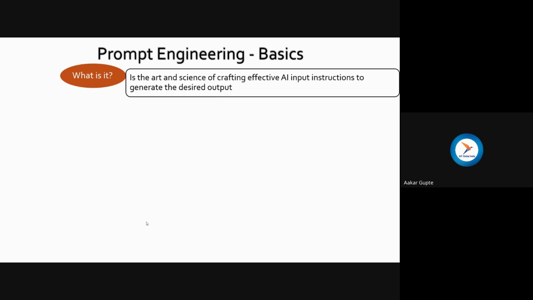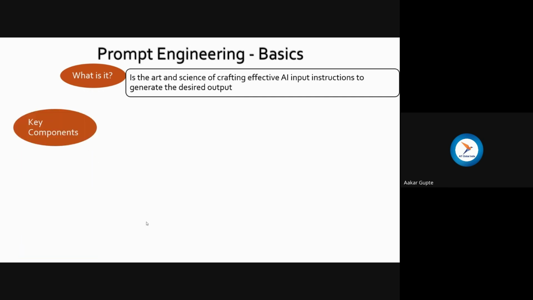What is it? It is the art and science of crafting effective AI input instructions to generate the desired output. Again, I will reiterate this: it is the art and science of crafting effective AI input. So it is not about output, it is about input that is to be focused on. If the input is effective, you are definitely going to get the desired output.